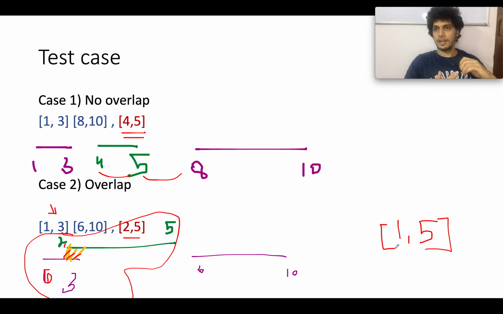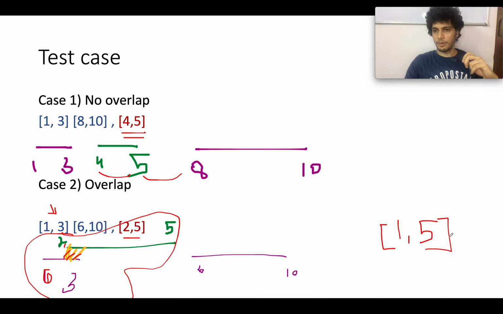And how do you identify the overlapping part? Whenever the end of the iterating interval is greater than or equal to the start of the merge interval, it's a condition for overlapping part. End of the iterating interval is greater than the start of the overlapping interval. You have to perform merge on that.